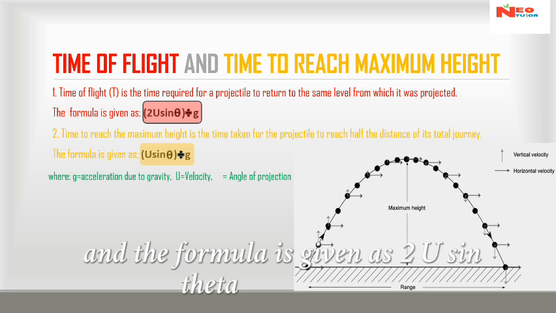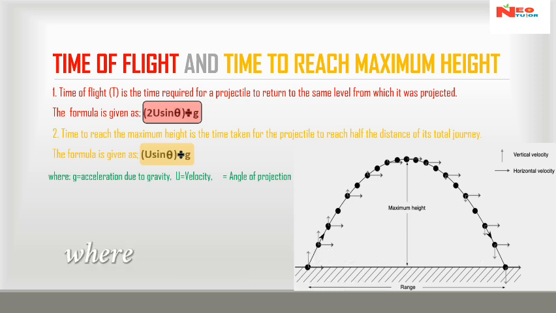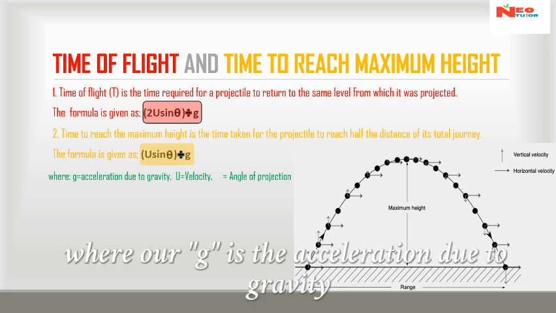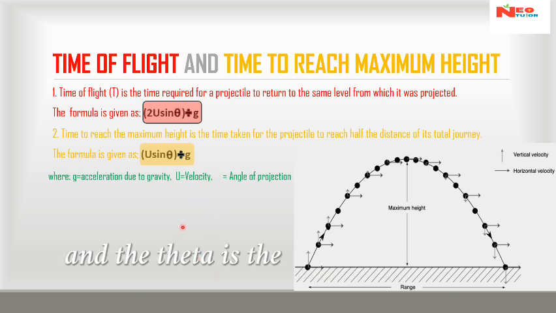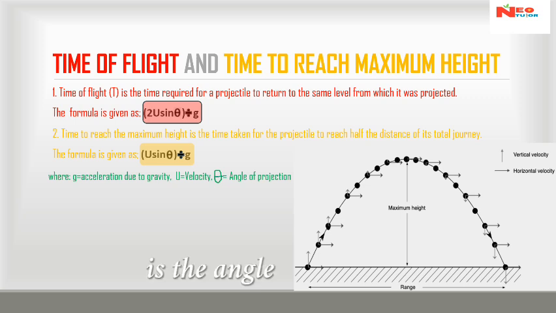u sin theta divided by g, where g is the acceleration due to gravity, u is the initial velocity, and theta is the angle of projection. Theta is the angle of projection.